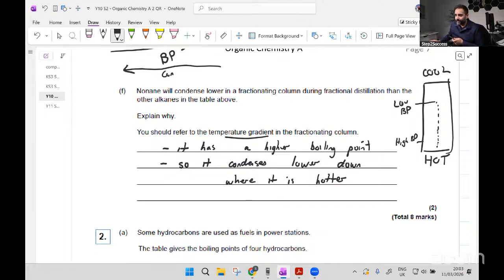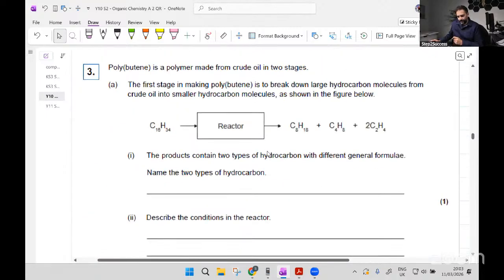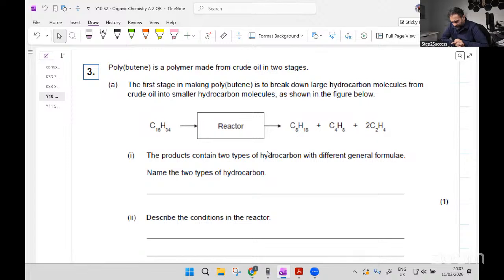3A, don't worry, I'm getting that. Don't worry. Right, that's next, isn't it? Basically all of three, essentially. Okay. Four. Polybutene is a polymer made from crude oil in two stages. The first stage is to break down large hydrocarbon molecules from crude oil into smaller ones, as shown in the figure below. The products contain two types of hydrocarbons with different general formulae. Name them.